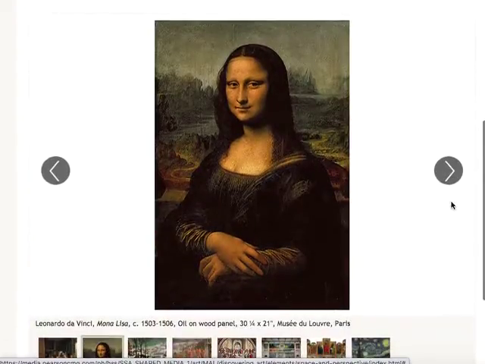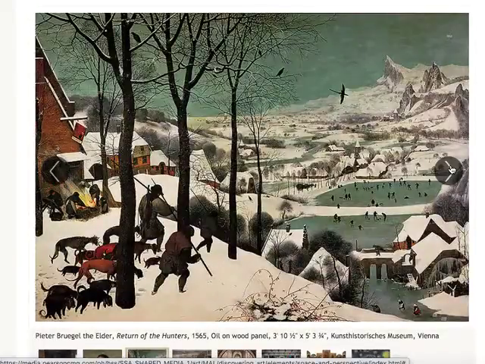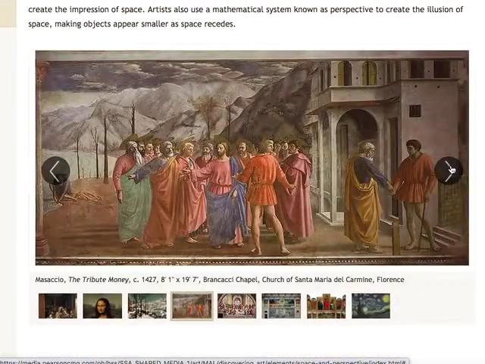illusion of reality. Techniques such as layering, manipulating contrast, and adjusting the apparent size of objects can create the impression of space. Artists also use a mathematical system known as perspective to create the illusion of space, making objects appear smaller as space recedes.